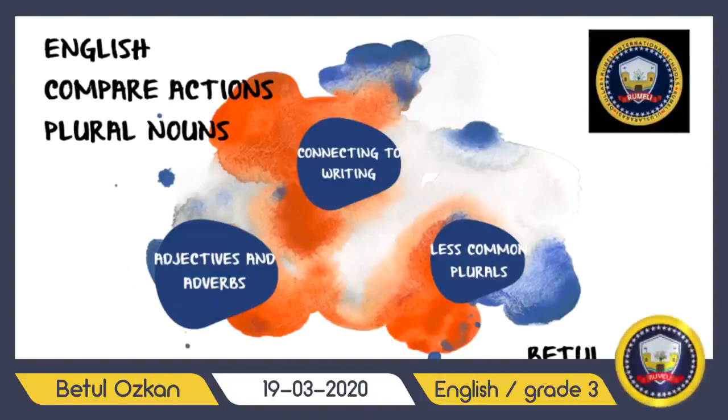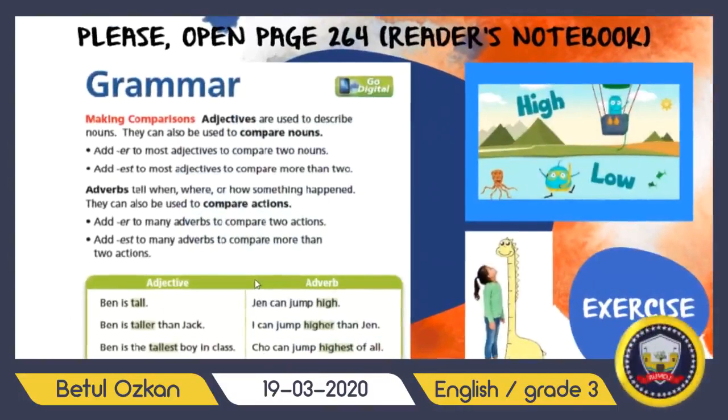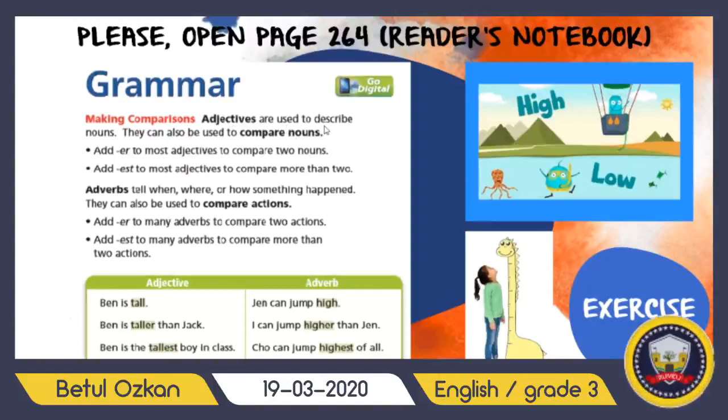So today it will be English class and we will talk about comparing actions and plural nouns. So if you are ready, let's start to talk about adjectives and adverbs while comparing two actions or more than two actions. Adjectives are used to describe nouns. They can also be used to compare nouns.